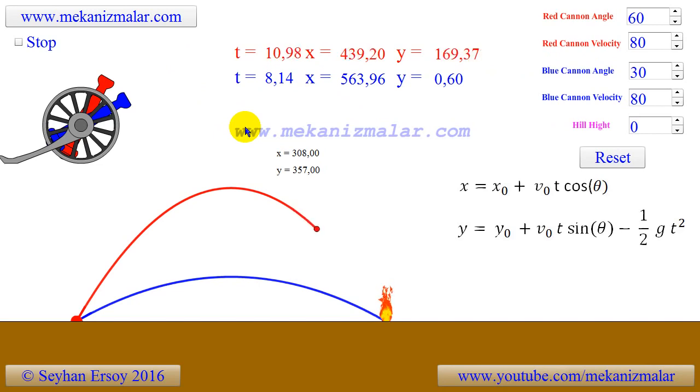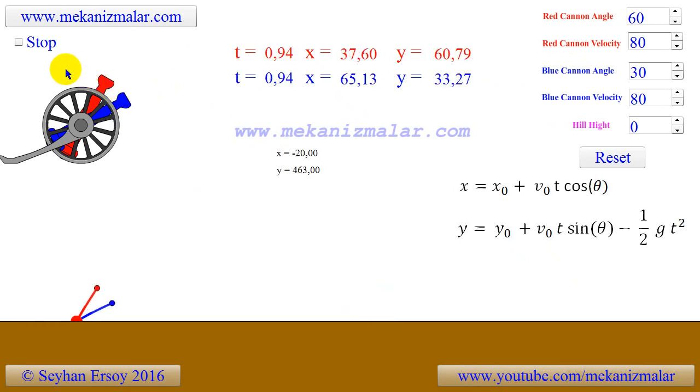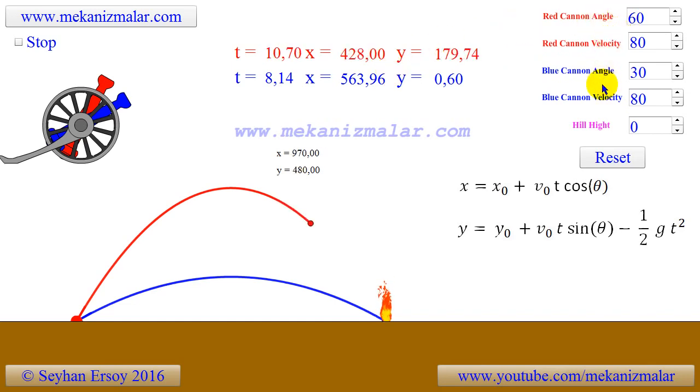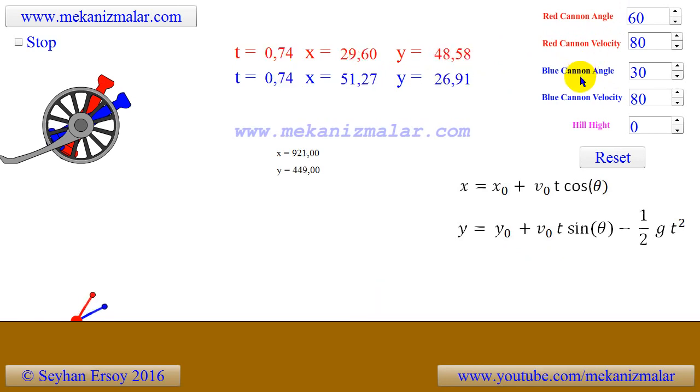In this animation there are two cannons firing projectiles. The red cannon is operating within 45 to 90 angle ranges, while the blue cannon is operating between 0 to 45 angle ranges. We have the ability to change the initial projectile velocity and adjust the cannon angles in the ranges we described earlier. Also, we can stop the animation by selecting the stop checkbox or reset the animation by pressing the reset button shown here.